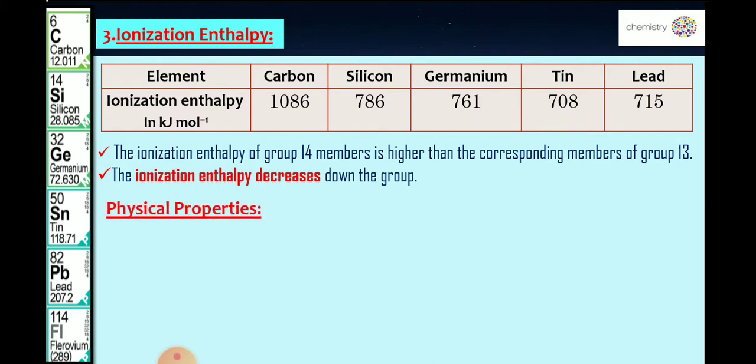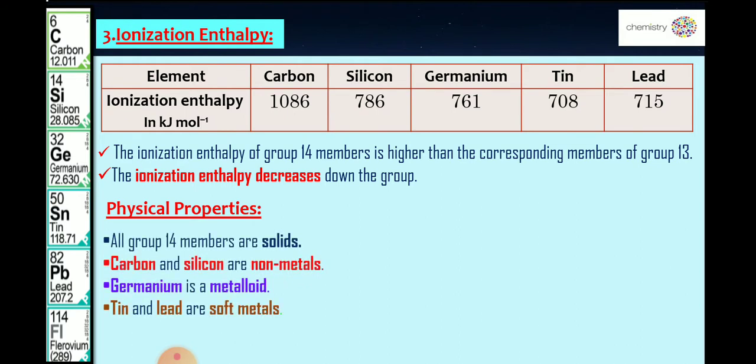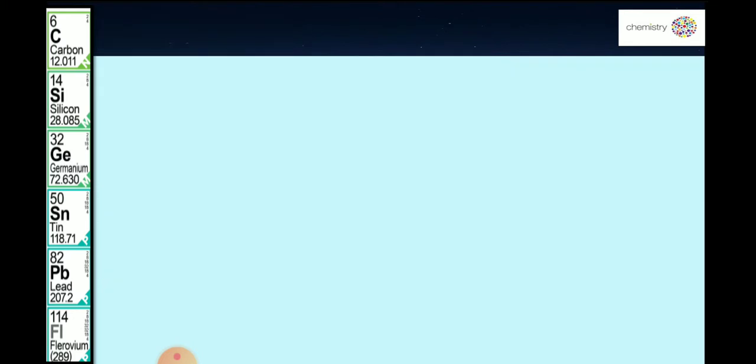Physical properties: all the members of the group, carbon, silicon, germanium, tin and lead, are solids in nature. The first two members, carbon and silicon, are non-metallic. Germanium is a metalloid, whereas tin and lead are found in the form of soft metals.